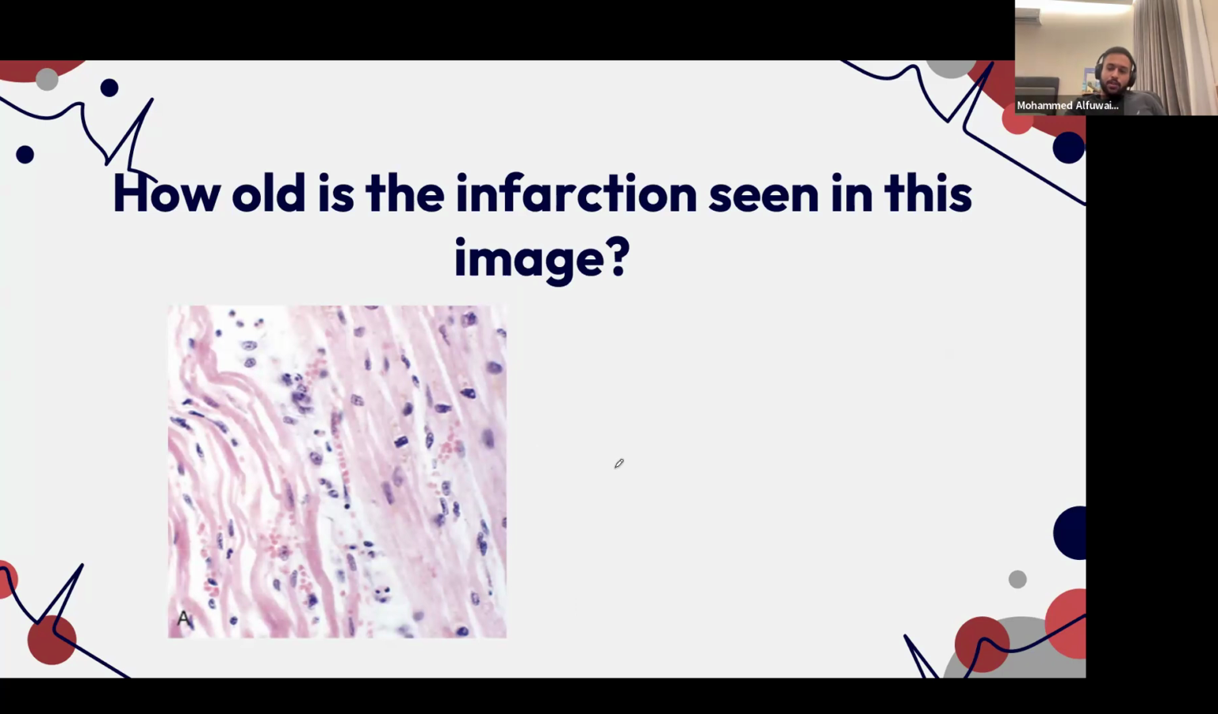Now, the age of infarction is very important. How old is this infarction in this patient, just based on this image? Excellent. Less than 24 hours. Give me two features of why you'd say less than 24 hours. One of them is on this side, wavy fibers, and then what's happening with these cells?